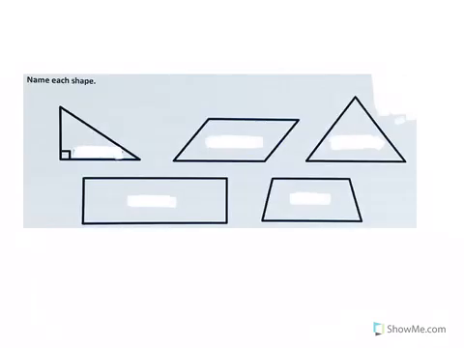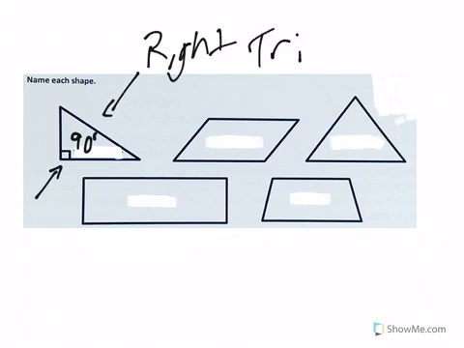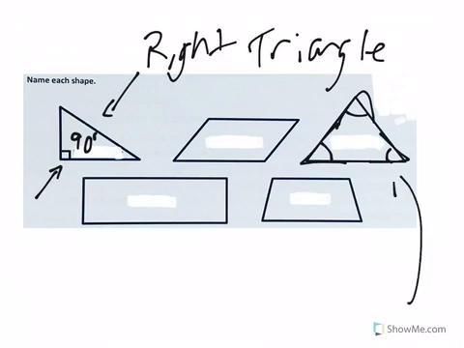Okay, for starters, let's name each shape. This is just a quick review. You should be noting that we've got two triangles here, but we want to be specific. If you'll notice, this has a 90-degree angle. That's what that little box means. So that is a right angle. So we have a right triangle here. These angles, if you'll notice, are all acute angles. They're all less than 90 degrees. So here we have an acute triangle. Let's put acute tri.